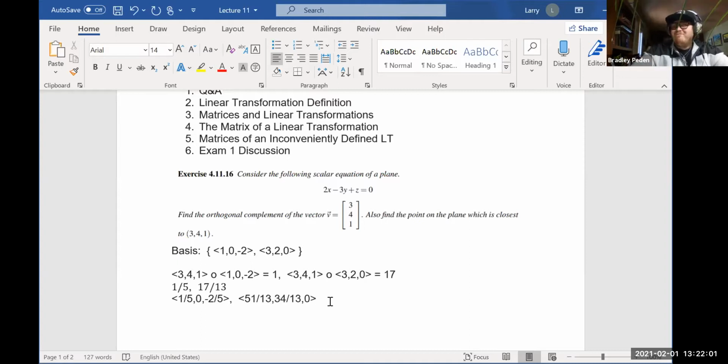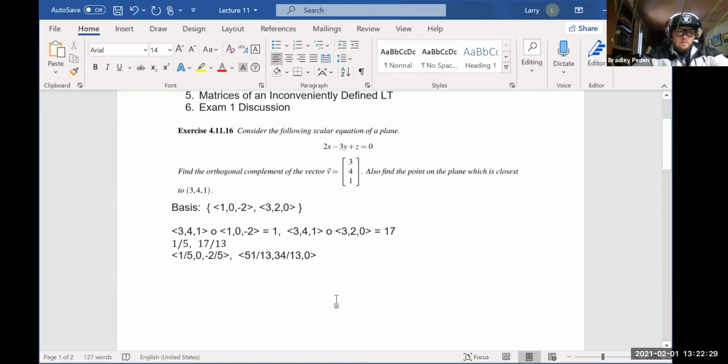Okay, we want to find the point on the plane closest to (3, 4, 1), right? You following that? One of the things, if you want to find the orthogonal complement of the vector v, that's not on this plane. That's just the orthogonal complement of this vector. Does that make sense?